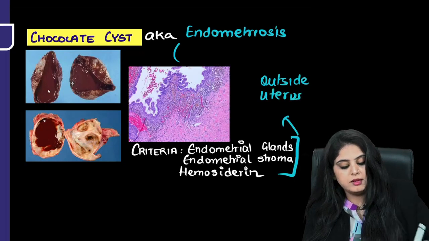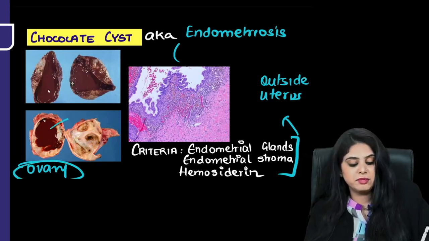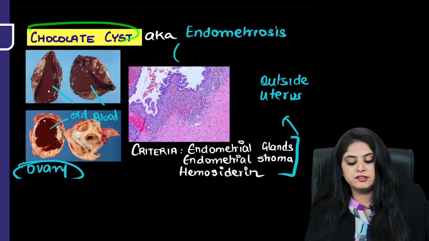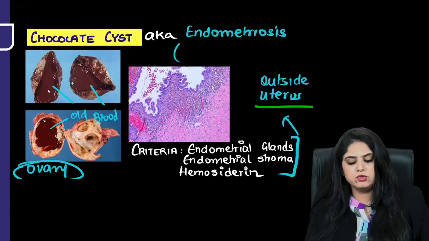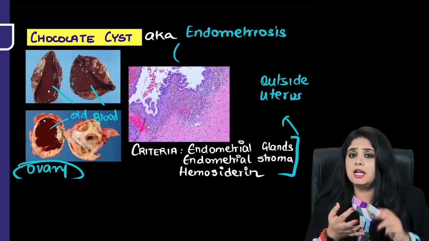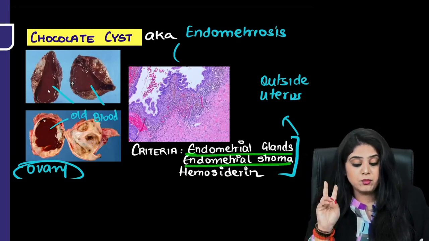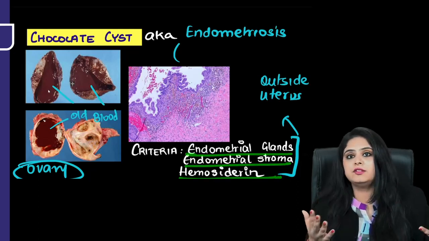So over here they are present in the ovary, and that is what you call as, see, the bleeding. You can see this brown color old blood. Brown color old blood matlab this is a case of chocolate cyst. So remember, chocolate cyst is nothing but endometriosis that has occurred anywhere outside the uterus. It could be ovary, broad ligament, lungs, intestine, anywhere outside the uterus. Endometrial gland, stroma and hemosiderin, three things have to be present. Keep that in mind, but outside the uterus.